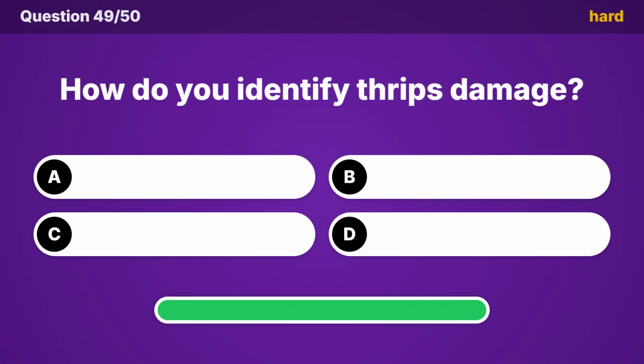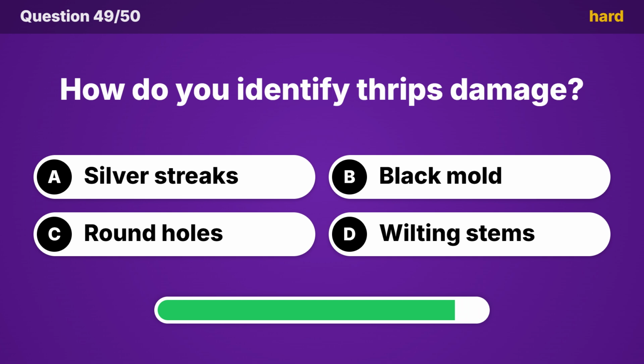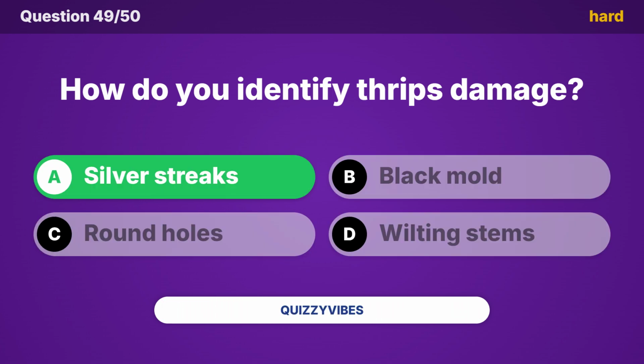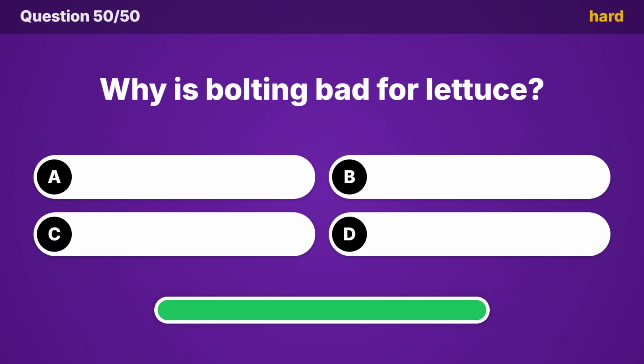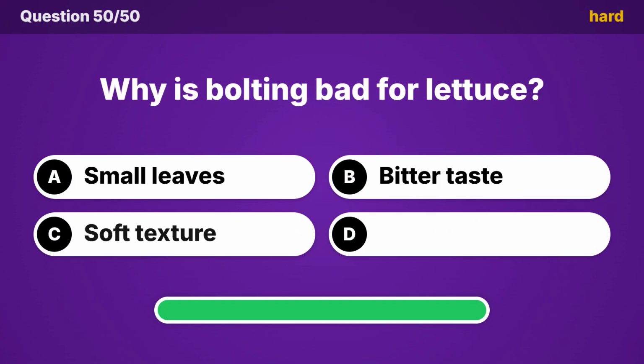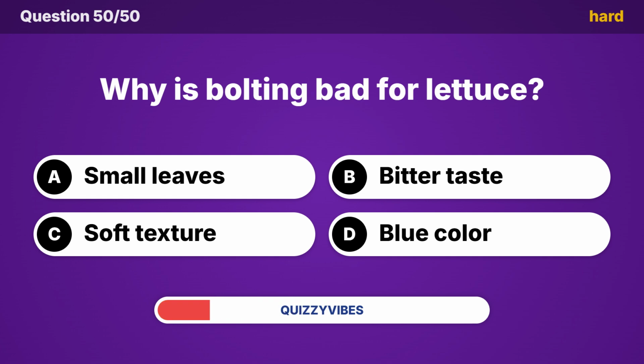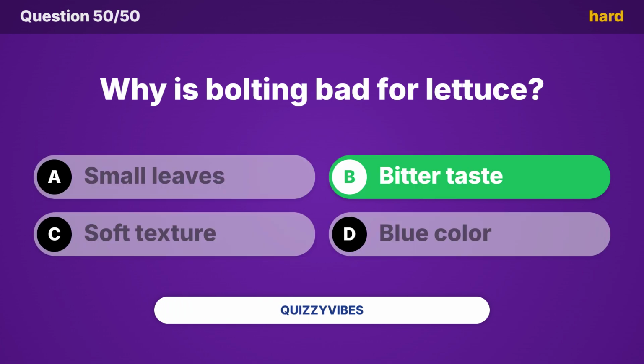How do you identify thrips damage? And the answer is silver streaks. Why is bolting bad for lettuce? The answer is bitter taste.